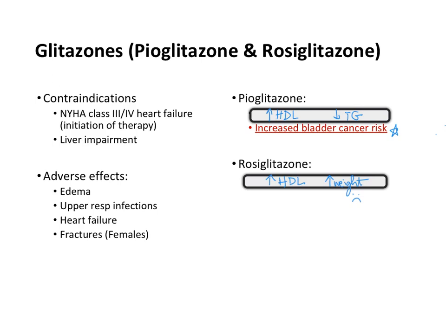However, it does not have the risk of bladder cancer that pioglitazone does have. Both of these medications have been shown to cause edema in patients. They can put patients more at risk for upper respiratory infections. And in females in particular that take the glitazones, there was an increased risk of fractures. So it's something to be aware of, especially if you're treating a patient who is also at risk for osteoporosis.